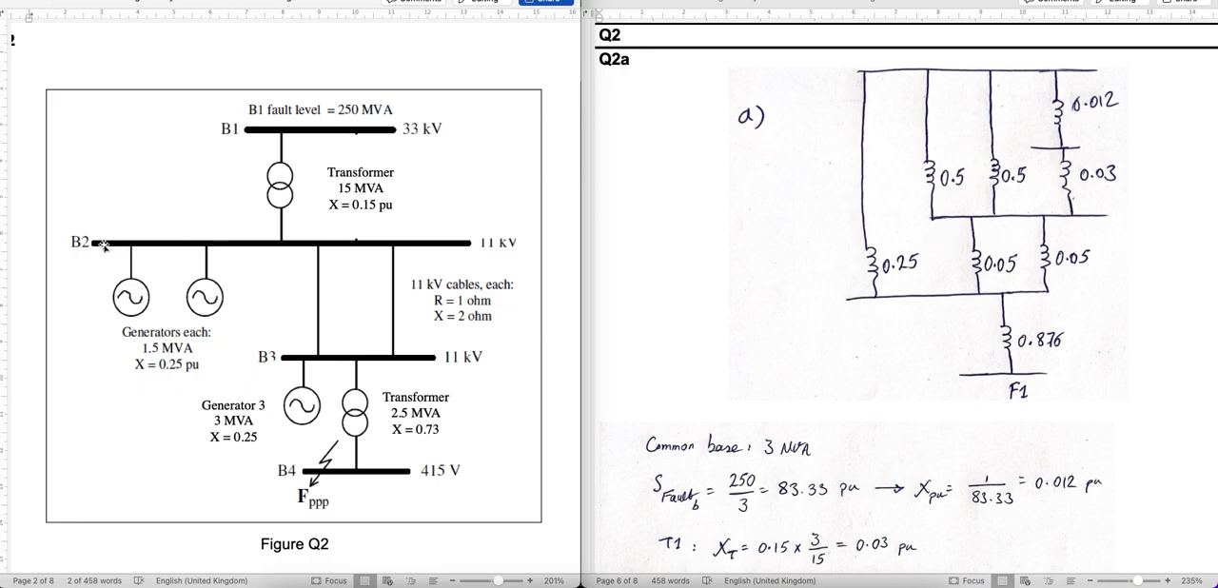Then, after this bus 2, there are 2 transmission lines, parallel. So these are my transmission lines. And then we have this B3. Again, you see B3 has a generator. So one end of this generator is connected to this B3, and the other side is connected to the neutral node.